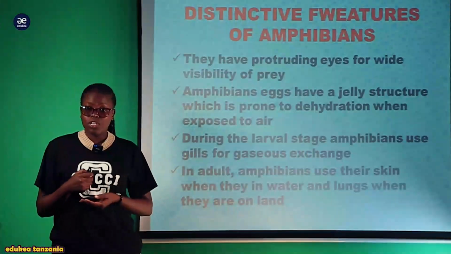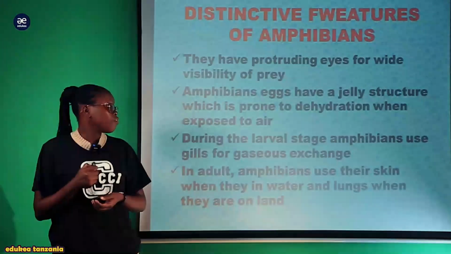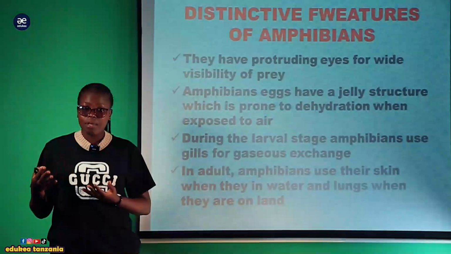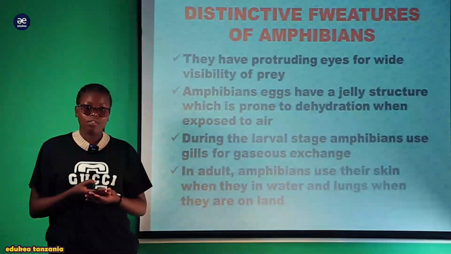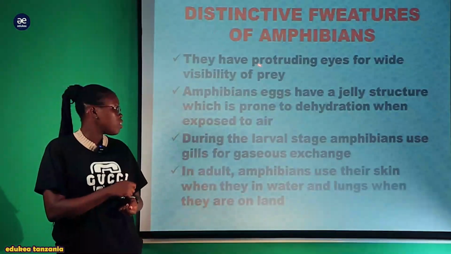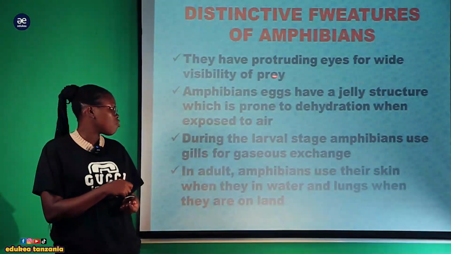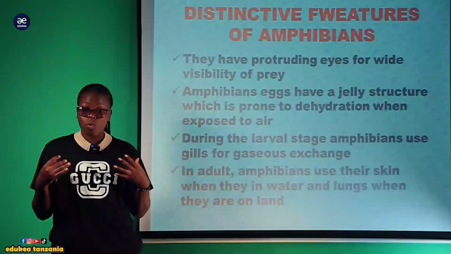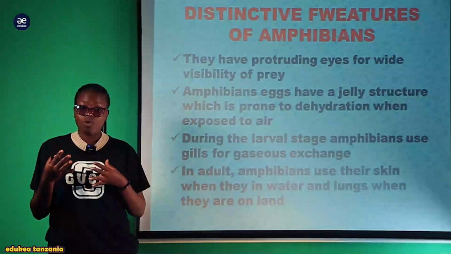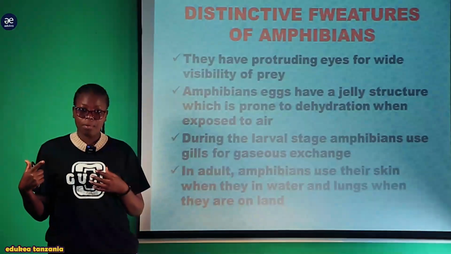So the distinctive features of the amphibia. So hizi hapa ni sifa ambazo zinamdistinguish amphibia with other members of the class Chordata. So they have protruding eyes for wide visibility of prey. Wanakuwa na macho yao yametoka kwa nje. Hii hapa inasaidia katika kuweza kuongeza ile visibility ya kuweza kuangalia prey yuko wapi.